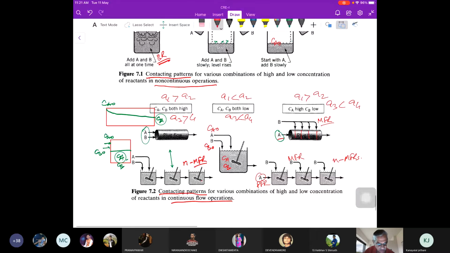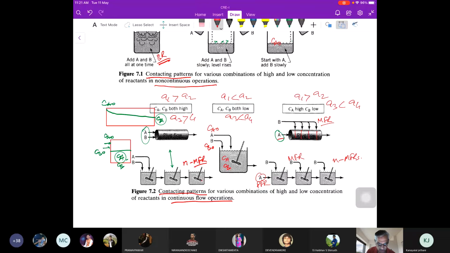क्या करेंगे? So if you want CA and CB both high, A1 greater than A2 and A3 greater than A4, then we look at plug flow reactor. Plug flow reactor always gives high concentration. So दोनों A और B feed किया यहाँ पर. So we'll always have high concentration throughout the reactor for A and B both.